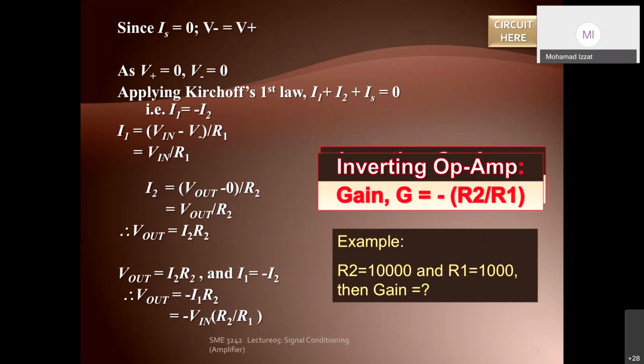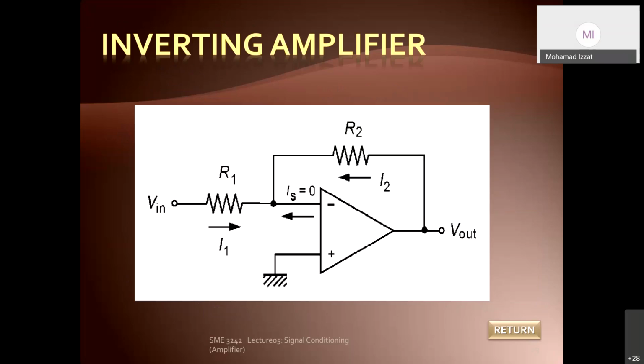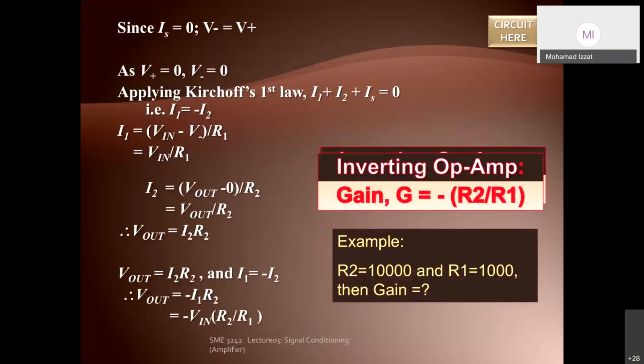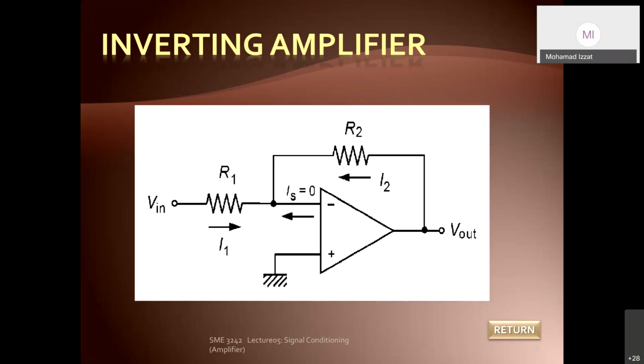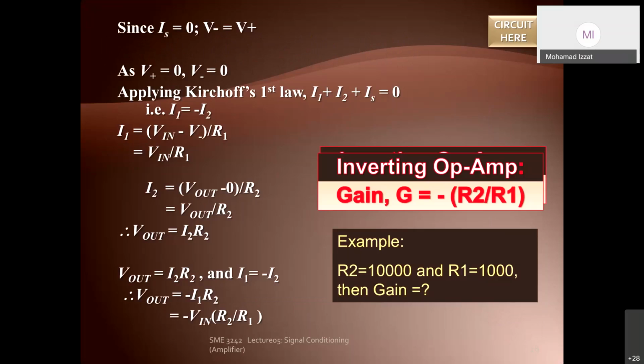So I1 sama dengan negatif I2. Okay, so you boleh ganti I1 dengan I2. I1 dekat sini adalah V in bahagi R1. Okay, V in bahagi R1. I2 kat sini adalah V out bahagi R2 from the circuit. Okay, so you boleh ganti-ganti dalam tu. Last kali you akan dapat gain punya value, which is negative R2 over R1.